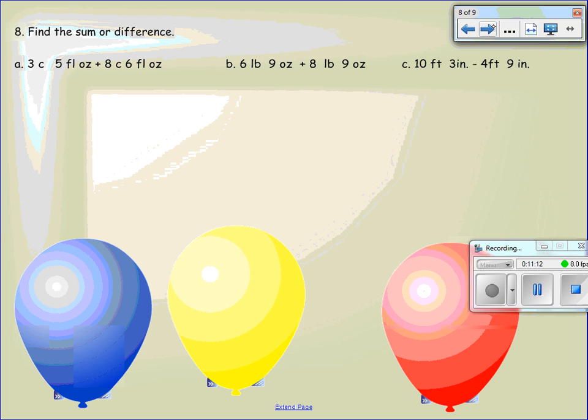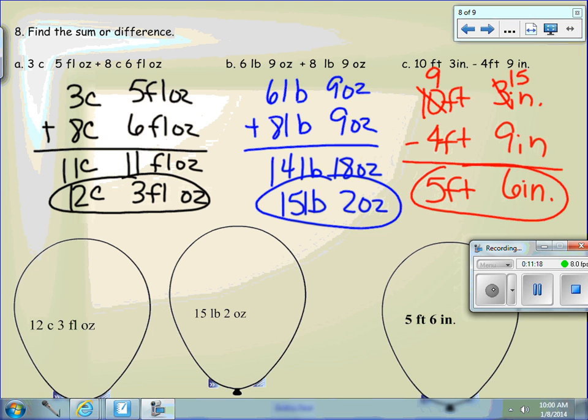I'm going to ask you to complete A, B, and C. I'm going to pause the video and we'll come back and check our work. So in A, when we add the fluid ounces, we come up with 11 fluid ounces, and the cups are 11 cups. But notice there is another cup in the fluid ounces. So we took 8 from 11 and added that to our cups, which made it 12 cups. And then 3 fluid ounces is the final answer.